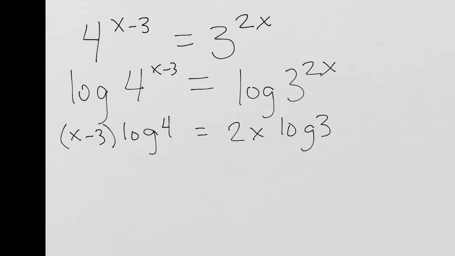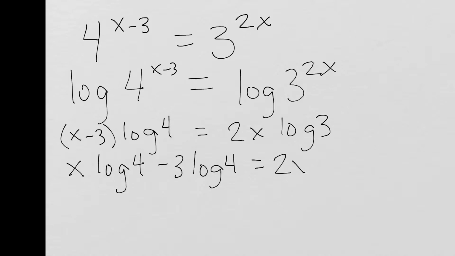Now we'll distribute log 4 into our parentheses. So x times log 4 and then a negative 3 times log 4. Now we need to try to get our x's on the same side. So what we'll do next is we'll move our x's together, and then we will put the values that don't have an x, which is called our constants, by itself on one side.